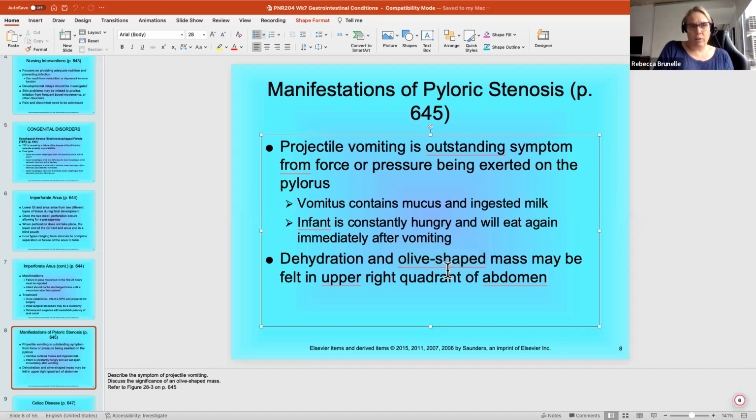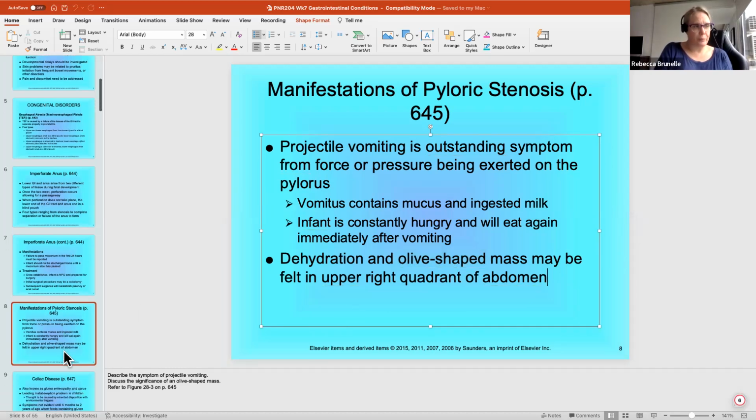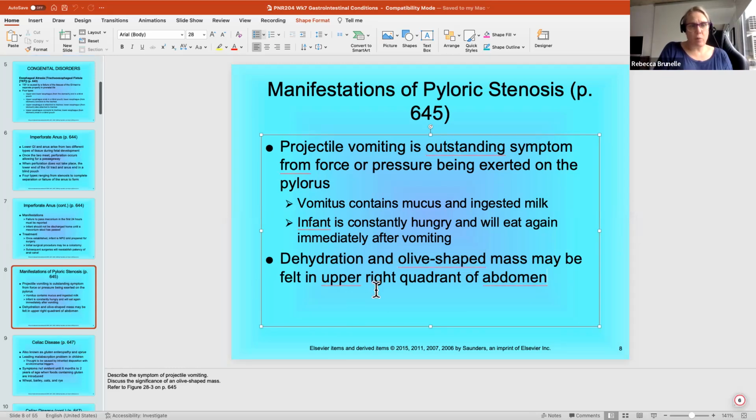Obviously, they can get dehydrated. Something that's specific to pyloric stenosis is this olive-shaped mass in the upper right quadrant of the abdomen that sometimes you'll feel. So these kids require surgery. They're going to come in, they're going to be made NPO, they're going to be put on IV fluid, and then they'll have surgery to repair their pyloric stenosis.